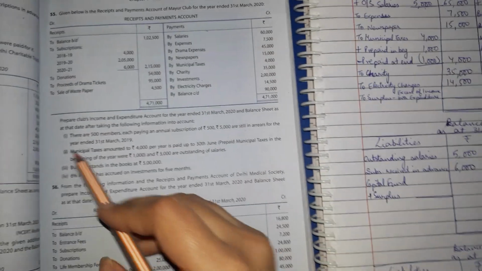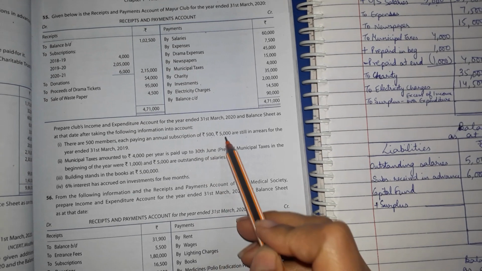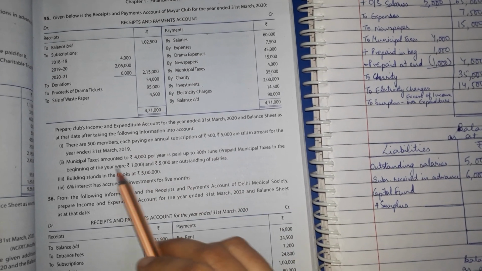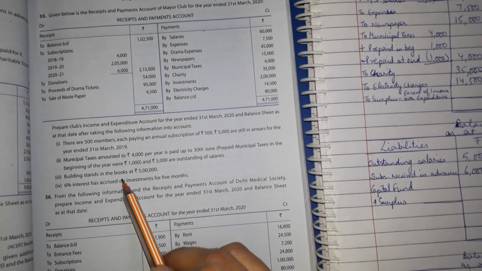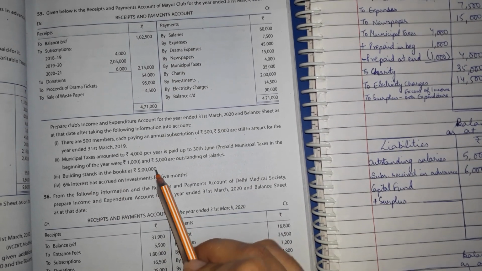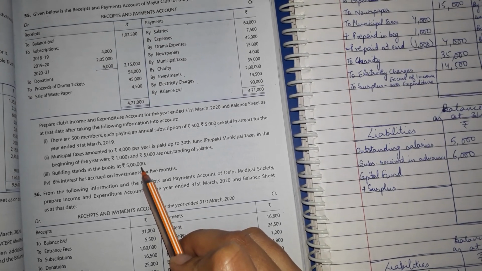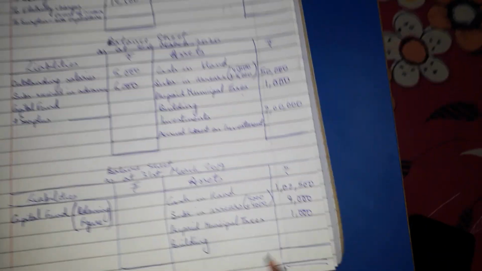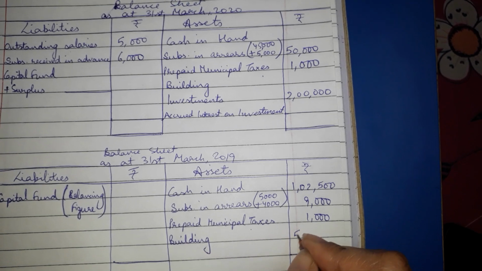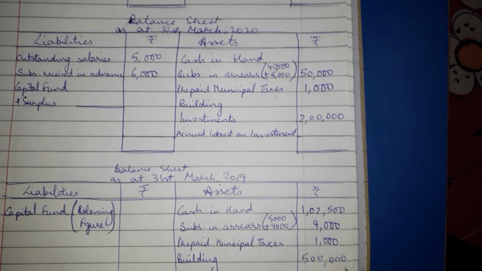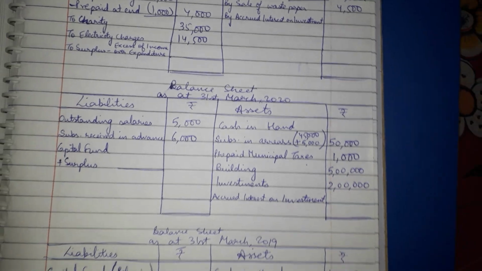Now let's see the adjustments. First adjustments, there are 500 members for annual subscriptions still in arrears. This we have already catered to. Municipal taxes and outstanding salaries already catered to. Building stands in the books at 5 lakh, which means that already we had 5 lakh rupees building in the beginning of the year and at the end of the year both. So 31st March 2019 balance sheet, asset side, building 5 lakh. And the same will be in the current year balance sheet also 5 lakh asset side.